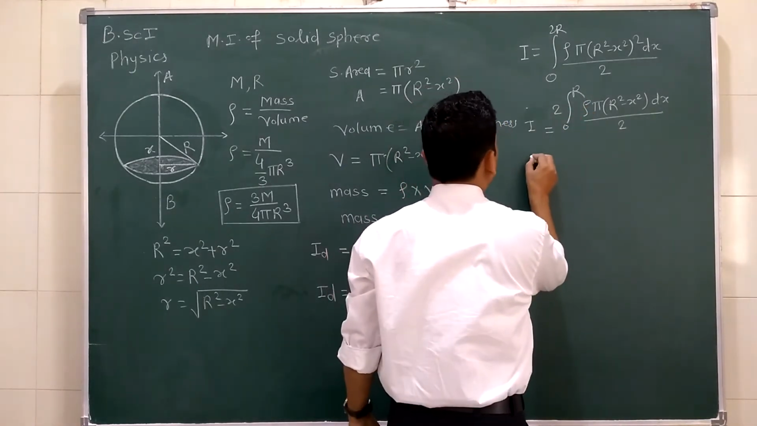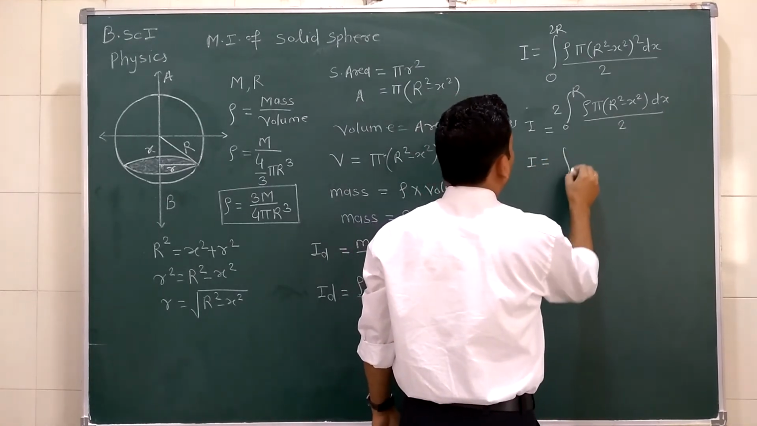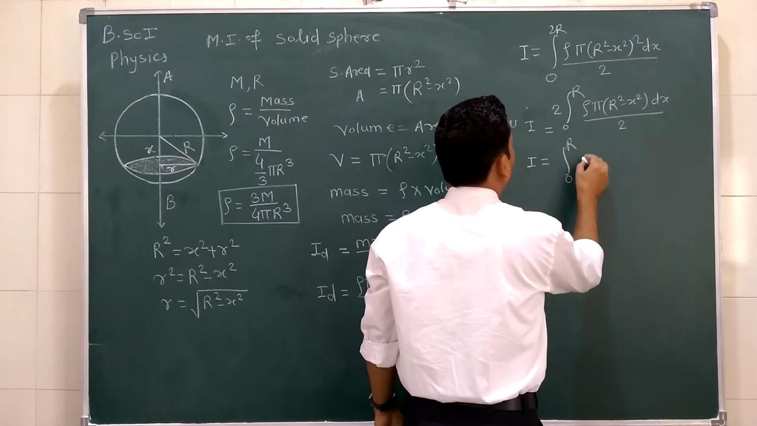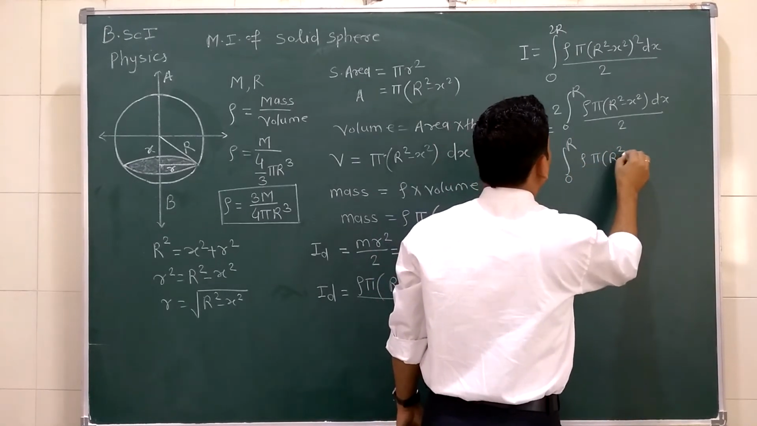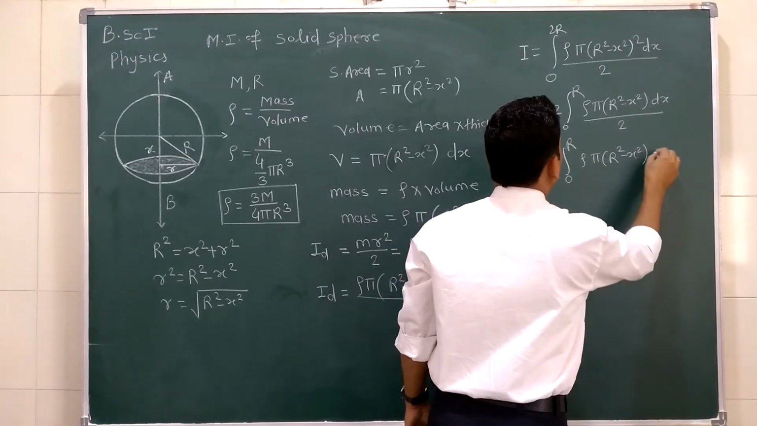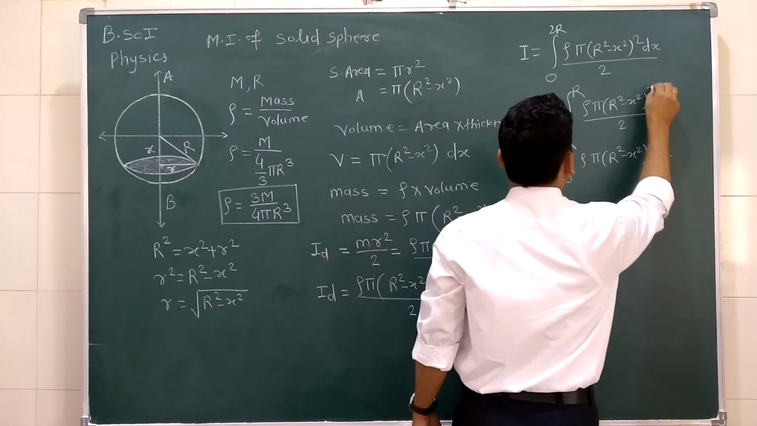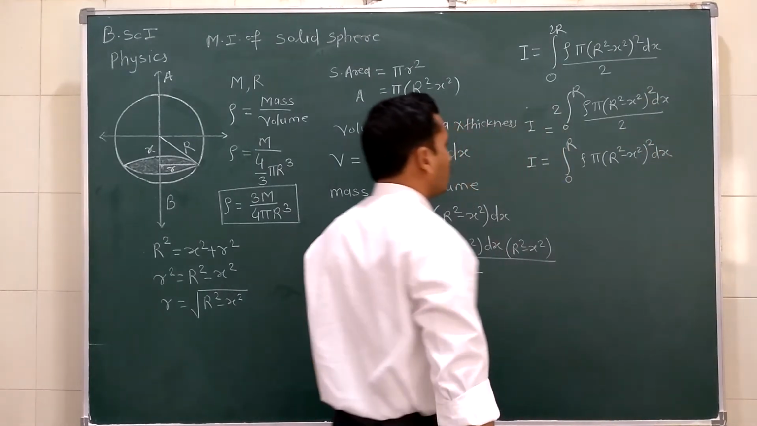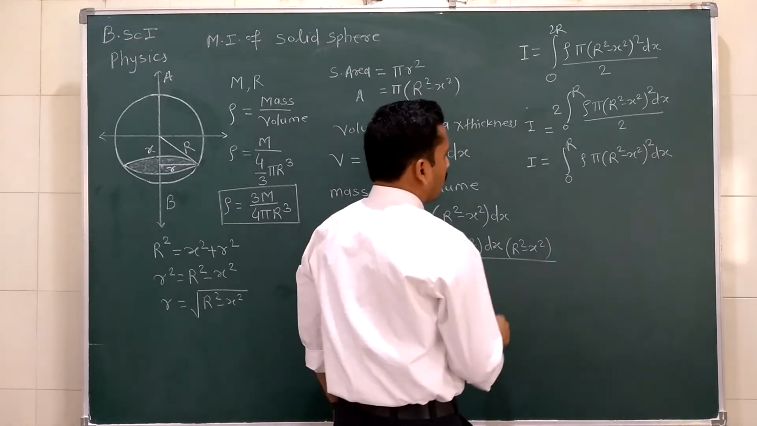So what is the moment of inertia? I is equal to the integration of rho pi (r square minus x square) multiplied by dx, and it is squared. So now we have to find the square of this. How can we find it?